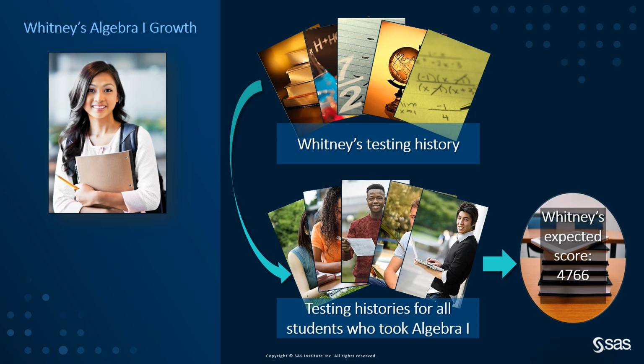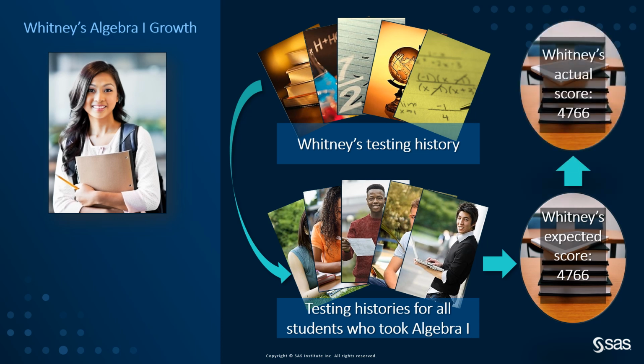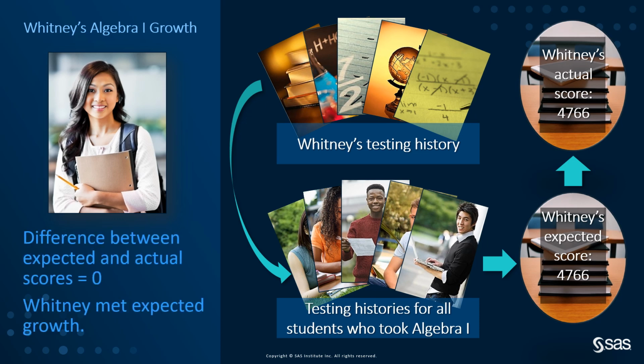It turns out that Whitney grew exactly as expected, and her actual scale score when she took the test was 4766. The difference between her expected and actual scores is 0, meaning Whitney met expected growth. The adjusted model might alter this expected scale score based on the included student level and group level characteristics.